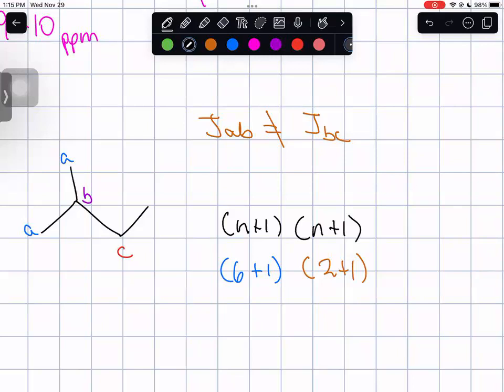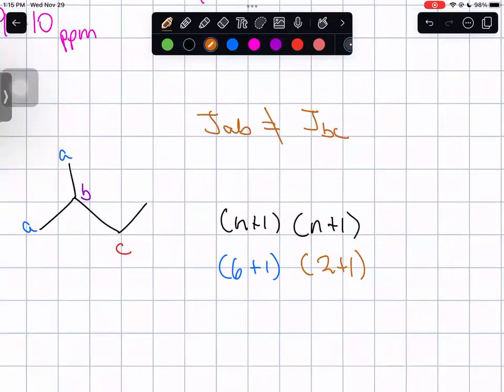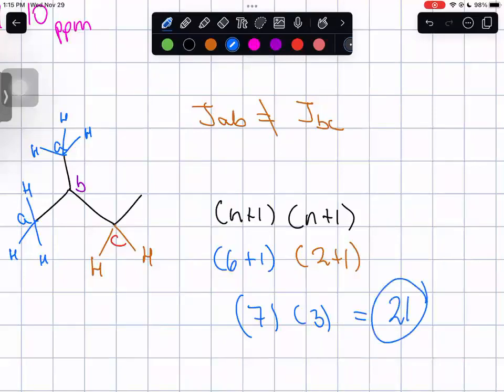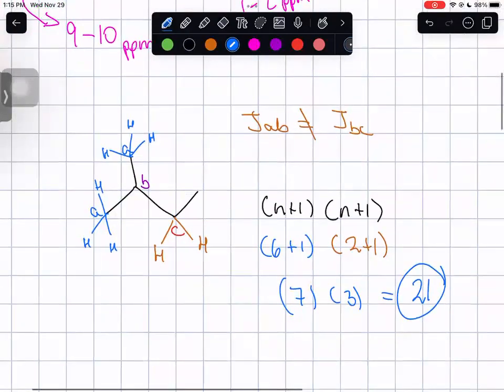Do we see it? We're just counting how many hydrogens we have per signal. Do we see it now? Okay. What's going to be the multiplicity? Beautiful. 21. That's it.